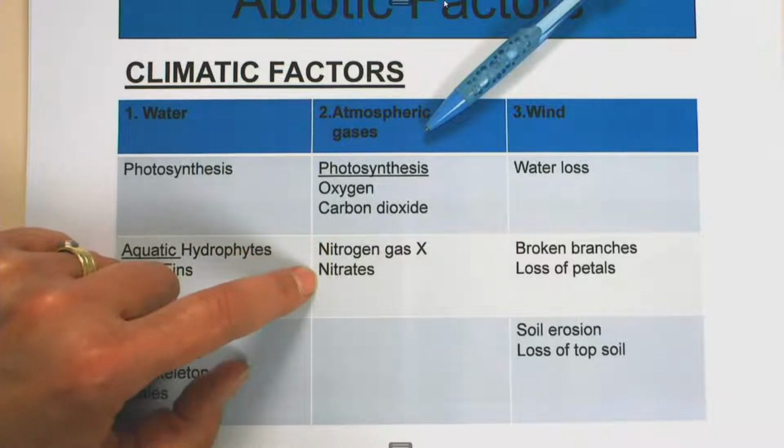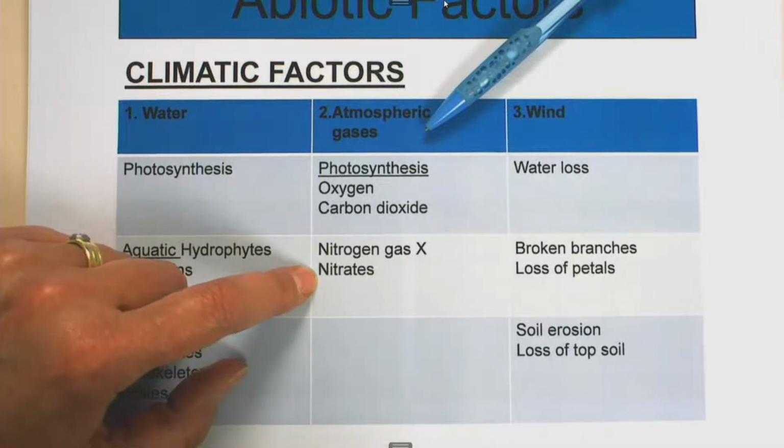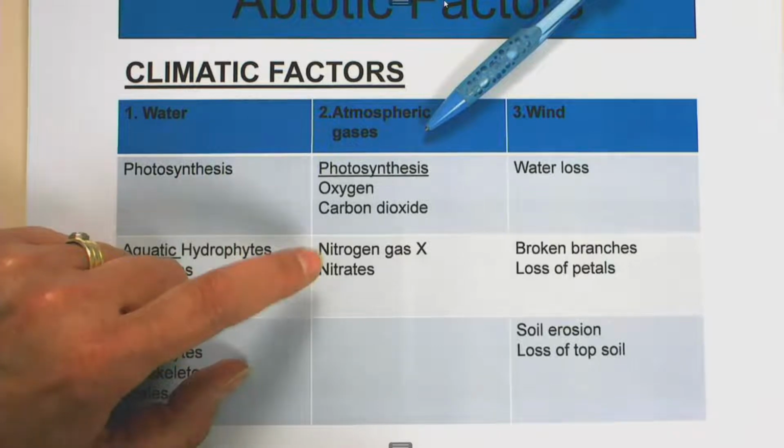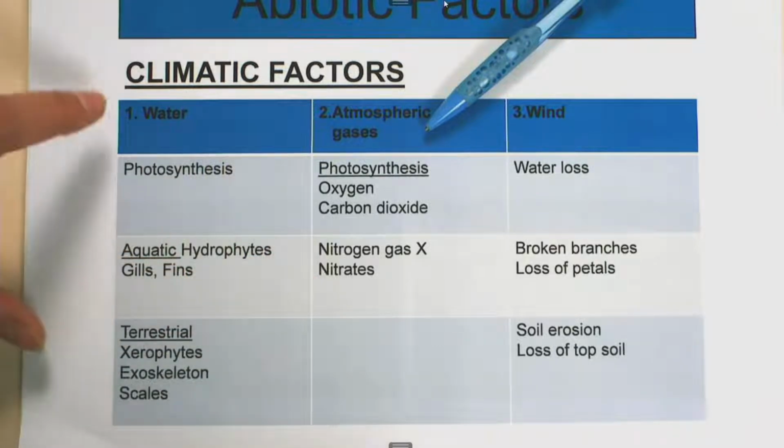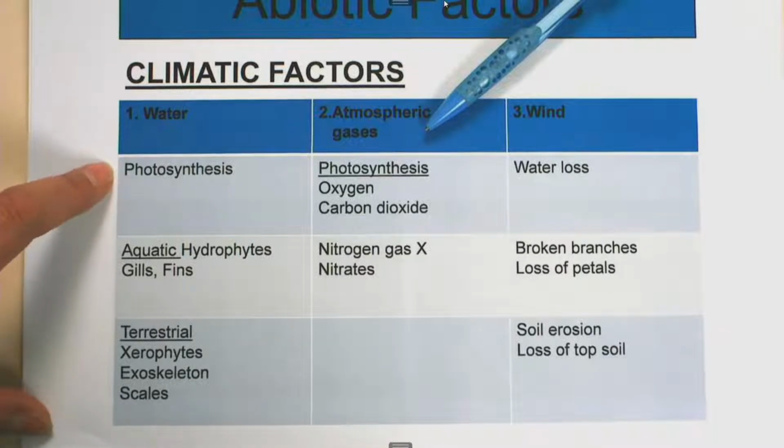It needs to be changed to the form of a nitrate. Okay, then plants can take it in and use it and make amino acids, a nutrient that they need. Okay, that's the gases. Then water. Water is needed for photosynthesis.